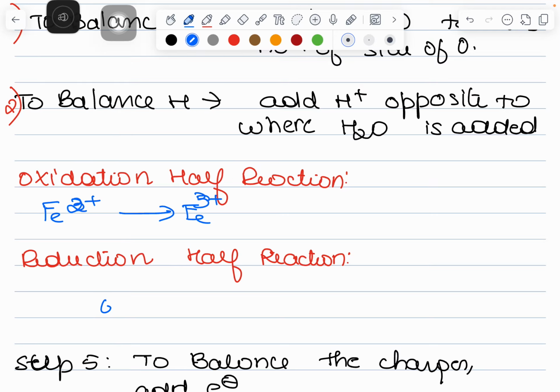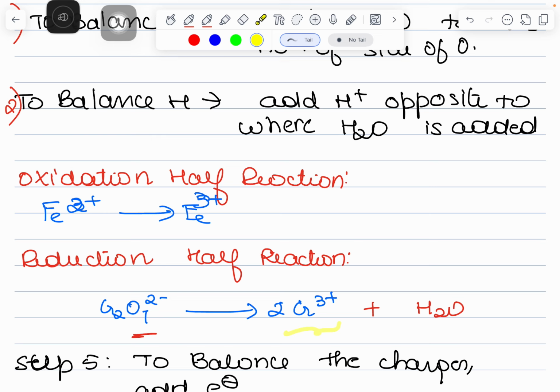Next we have the reduction half reaction, Cr2O7 2- to 2Cr3+. Now we have to balance oxygen first. We have 7 oxygen, so we add H2O to the side with less oxygen, which is this side, and we multiply by 7 here. Now oxygen is balanced: we have 7 oxygen on this side and 7 oxygen on the other side.